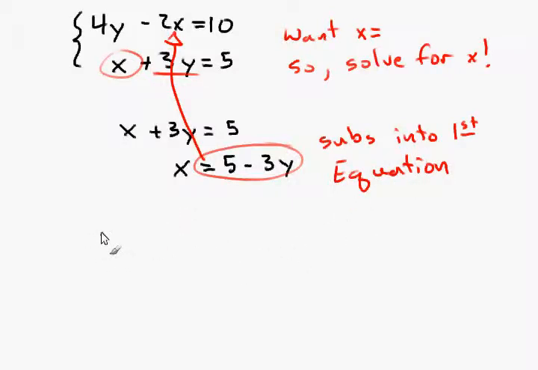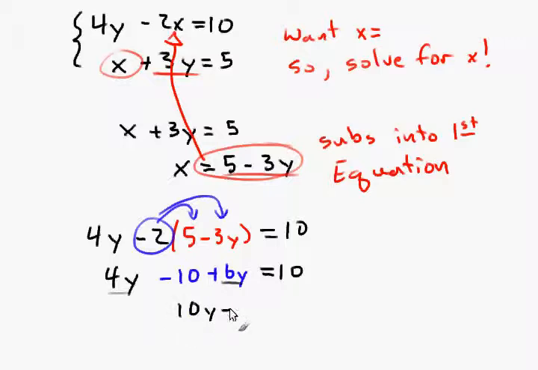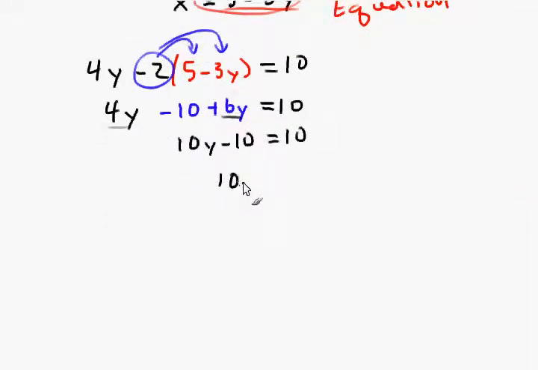And let's see what we get. See here, 4y minus 2 times this expression here, 5 minus 3y, and that's equal to 10. So we'll go ahead and distribute the negative 2. Negative sign gets distributed too. And this will be minus 10 plus 6y. And that's equal to 10, and this 4y is still there. So we can combine these two. 10y minus 10 is equal to 10. So 10y is equal to 20. y is equal to 2.